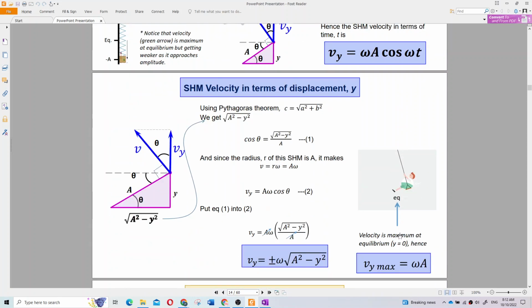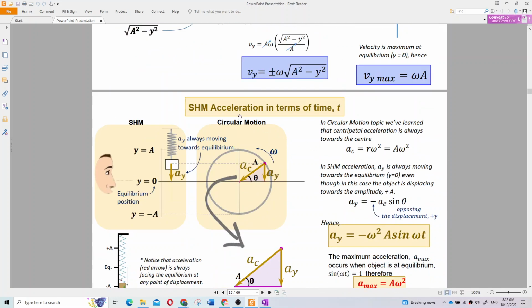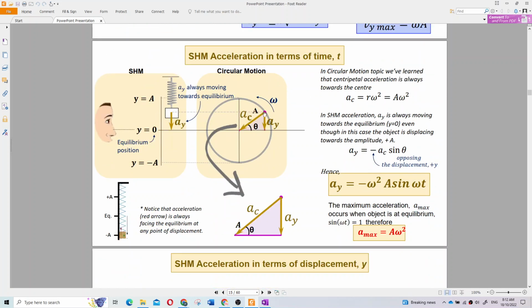And then acceleration is based on centripetal acceleration, also the y component of centripetal acceleration. We get an acceleration time equation, which is a sine equation, so you will get a sine graph.